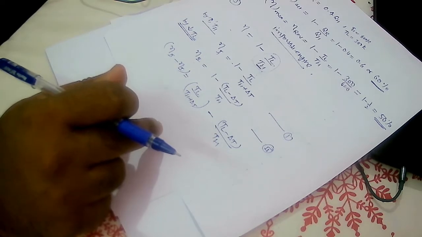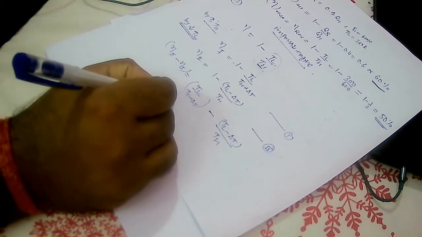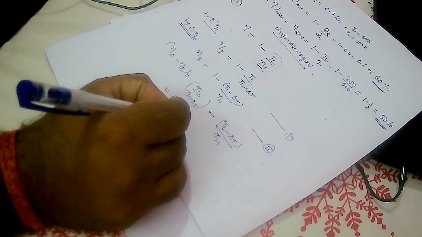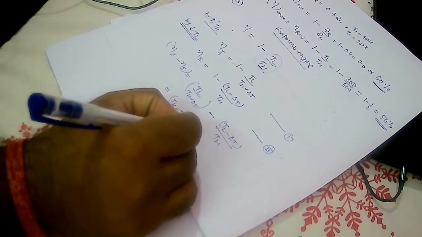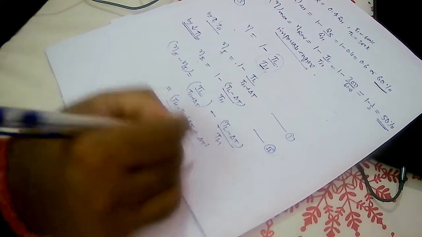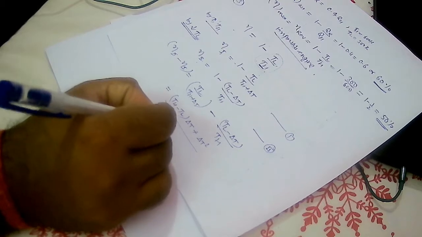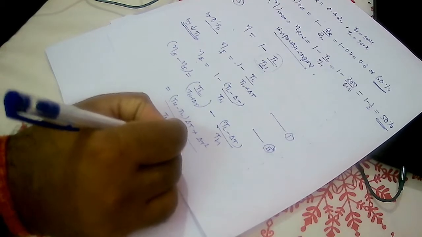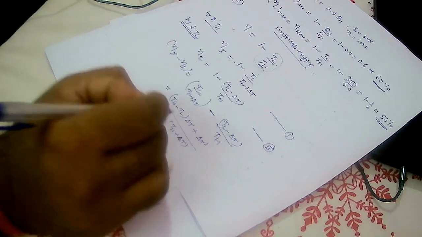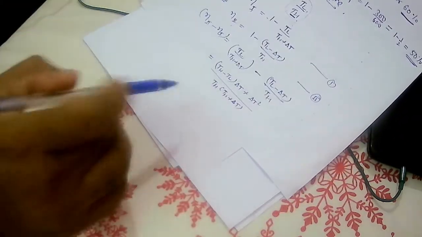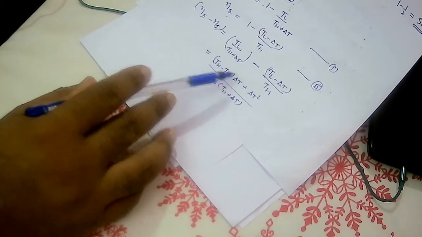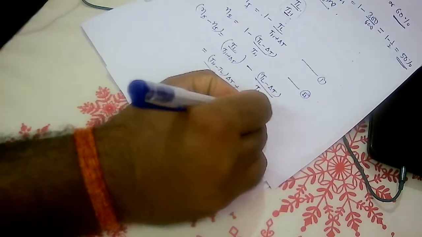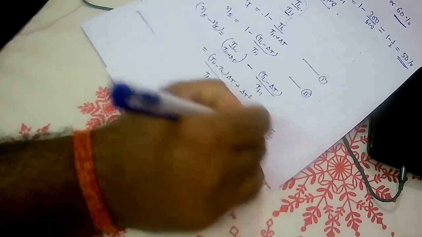If you solve this with further simplification, taking the LCM, this will become T higher minus T lower, bracket, into delta T, plus delta T square, divided by T higher, T higher plus delta T. But what is given is that T higher is greater than T lower, already mentioned.